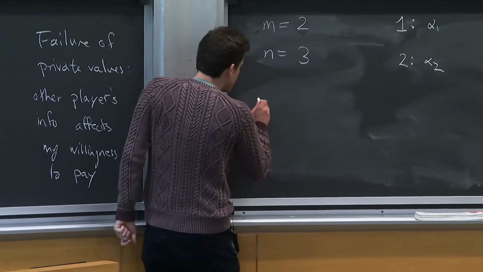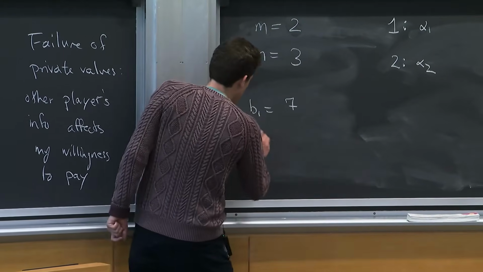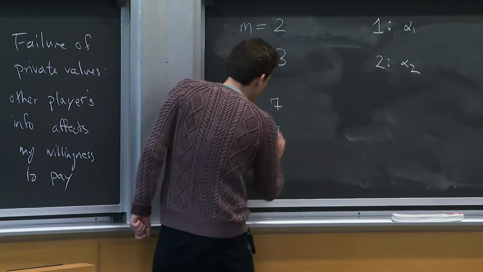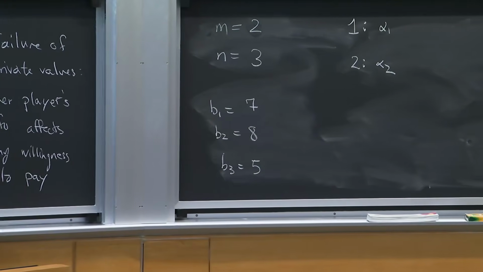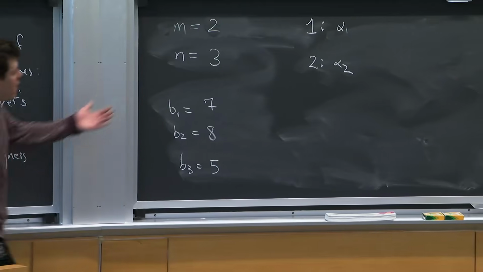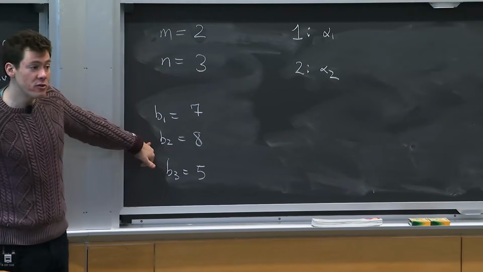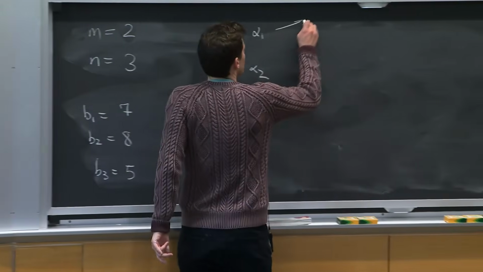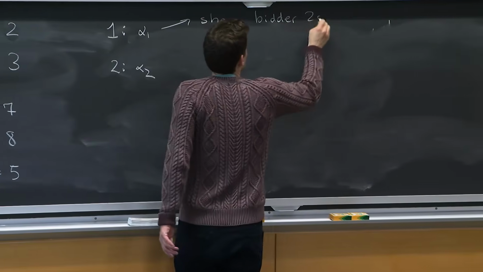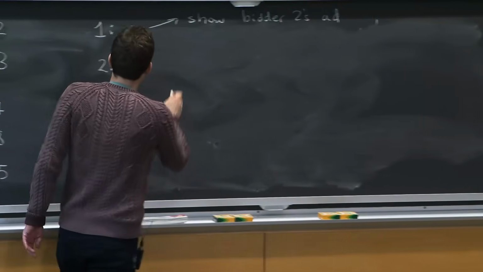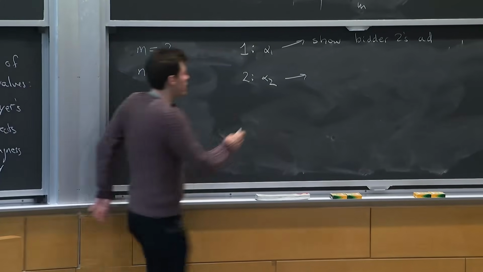And let's say the bidders submit these bids. Maybe B1 is $7, B2 is $8, and B3 is $5. Okay? So now what's going to happen in this auction? Well, the first slot is going to go to the bidder who bids the most. In this case, that's bidder 2, so they're going to show bidder 2's ad. And in the second slot, they're going to show the second highest bidder, which in this case is bidder 1. So they're going to show bidder 1's ad.